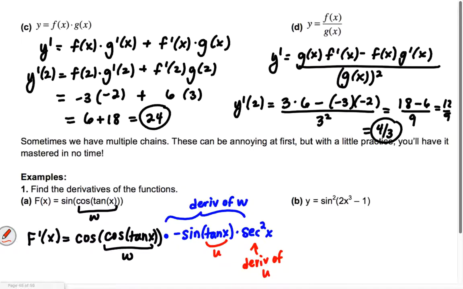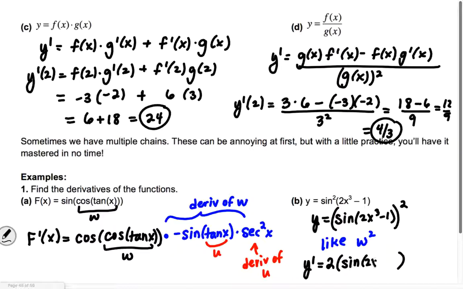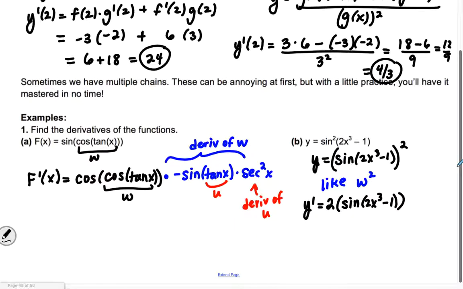All right, do we see how the next one is what I call a double chain? Because it's y equals the sine of the inside, 2x cubed minus 1, all of that is being squared. So right now it's like w squared. Okay, something is being squared. That's like our outer function. So if I'm taking the derivative of w squared, I get 2 times w, right? So I'm going to start it out with 2. And my w was the sine of 2x cubed minus 1. So that's our 2w.